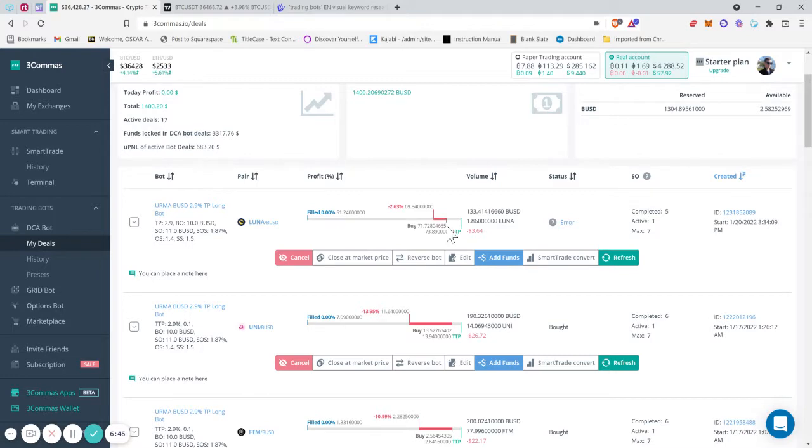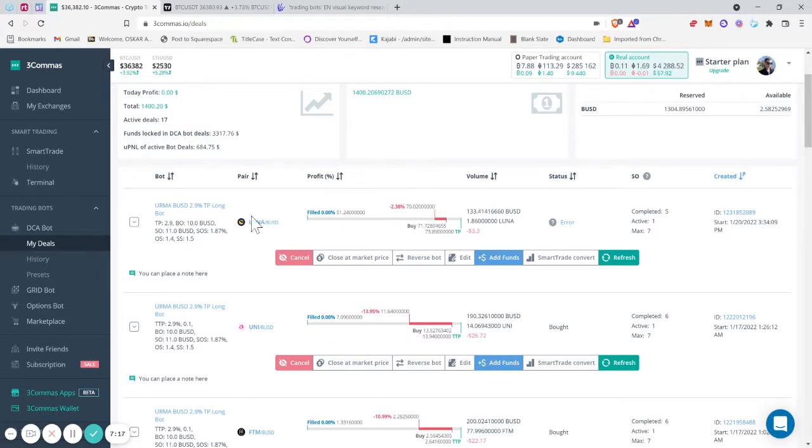You can see here that the average buy price is 71.7. This is what you can read. But the current price of Luna, for example, this is the Luna deal, is 69.8, and it wants to take profit at 73. So that's how you read this. And as you press refresh, depending on how the price moves, this little bar will move. And of course, they're all going to be in red unless they're about to take profit. So the take profit is with this little space here, which is 2.9% from the average buy price to the take profit price.